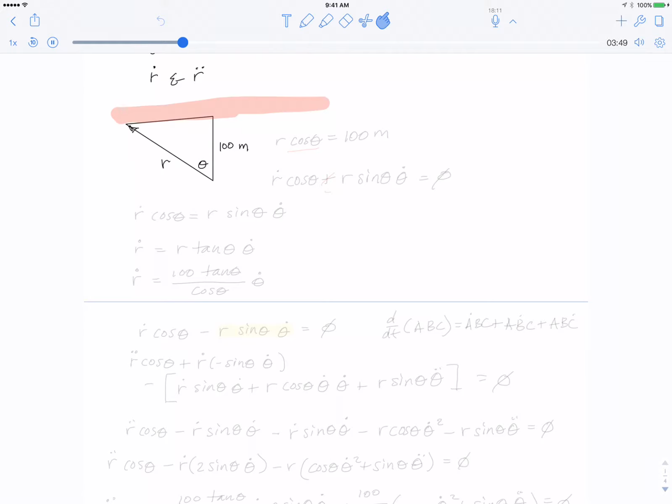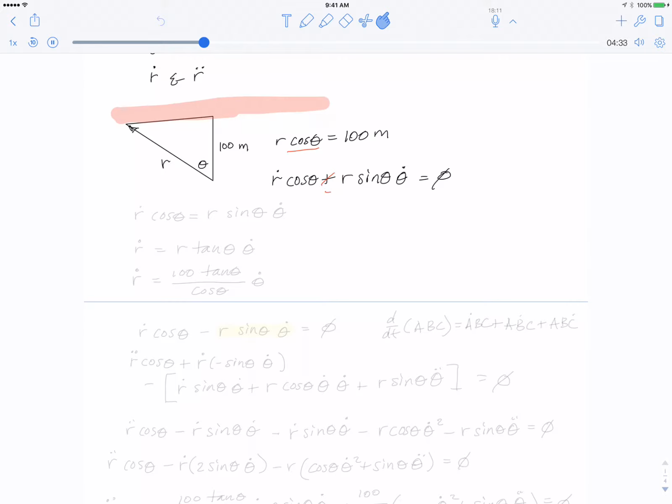Looking at this, I can see right away that r cosine theta equals 100 meters. So if you take the derivative of that, you get r dot cos theta plus r sine theta, using the chain rule, theta dot equals 0. I just double checked, and the derivative of cosine is actually minus sine. So that should be a minus there.